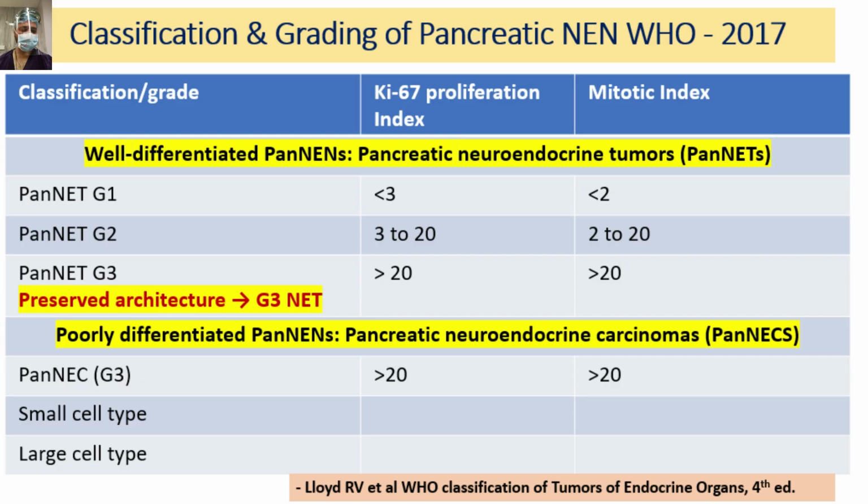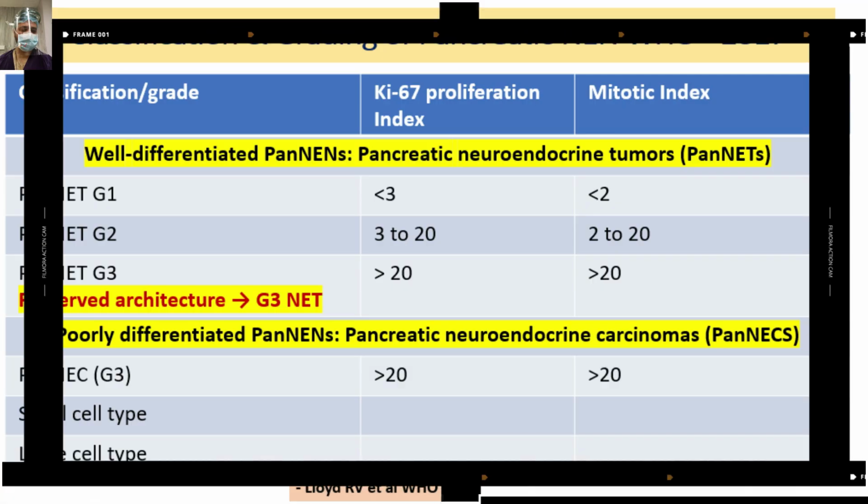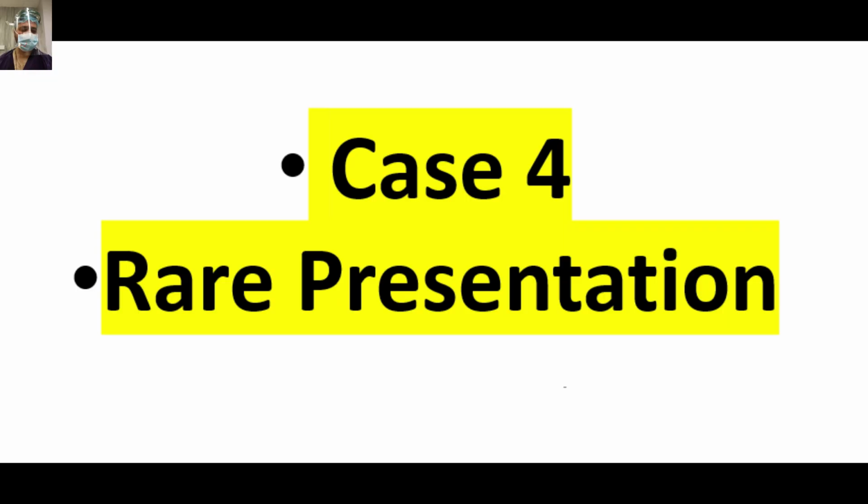There are no other grades for NEC. They are basically of two types, small cell type and large cell type. In both these scenarios, the Ki67 and the mitotic index are more than 20. So you can pause this slide here and try to understand the difference between the NET grade 3 and NEC grade 3. Now to the fourth case, friends, this is a rare presentation.